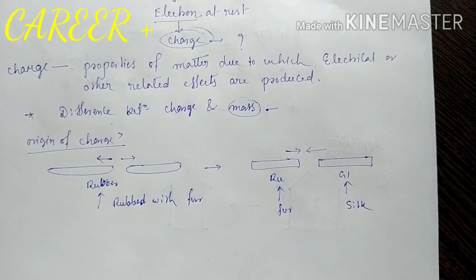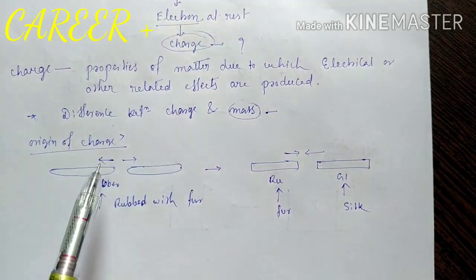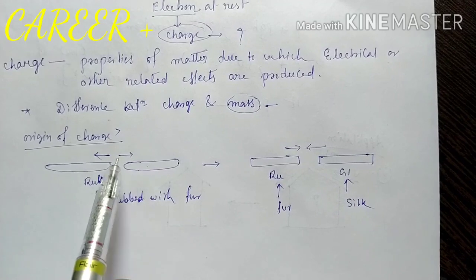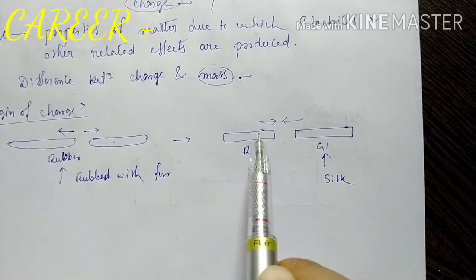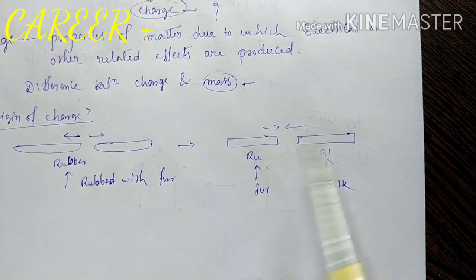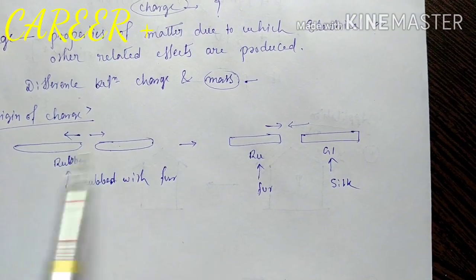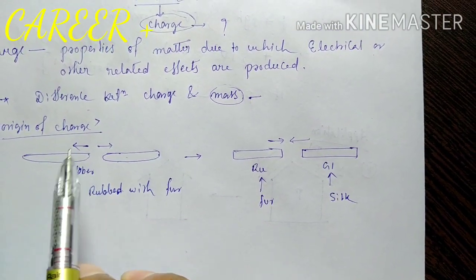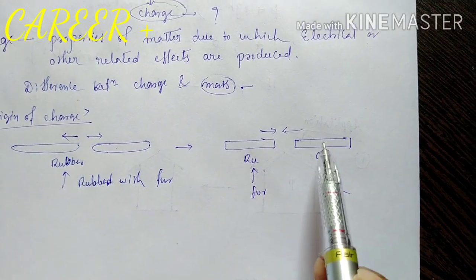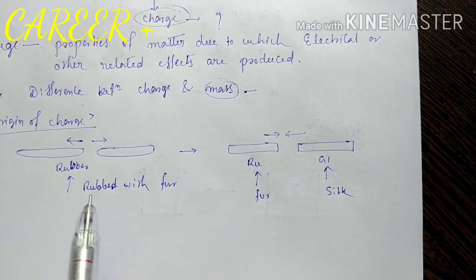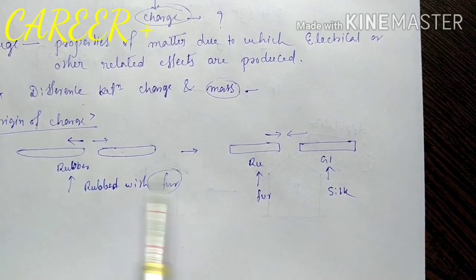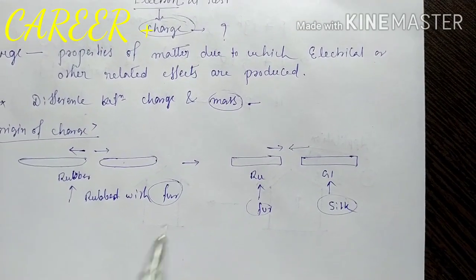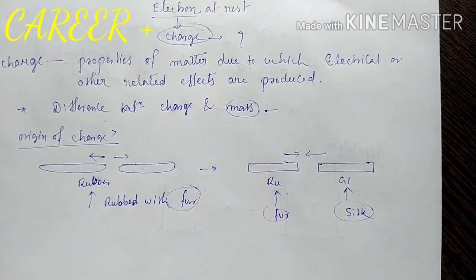From the observation we can conclude that charge is a fundamental quantity, and something happens here for which the same rubber rods repulse each other, while one rubber rod and one glass rod attract. Initially, mind it, both are placed this way, they are neutral, there is no attraction as well as repulsion. But the problem comes when the rubber is rubbed with fur and the glass rod is rubbed with silk. This is the base or origin of charge.